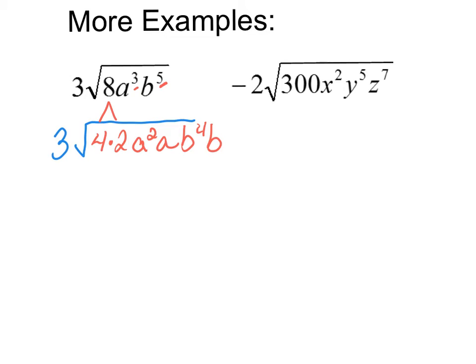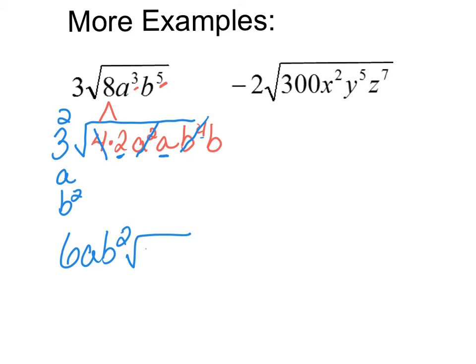Now if I look, the square root of 4 is 2. There is no square root for 2. Half of 2 here is 1, so a to the first, or just a. I cannot do anything with this a. Half of 4 is 2, so this becomes b squared. I cannot do anything with the b. If I multiply everything in the front, 2 times 3 times a times b squared, that becomes 6ab squared. Under the radical, I am still left with a 2, an a, and a b.